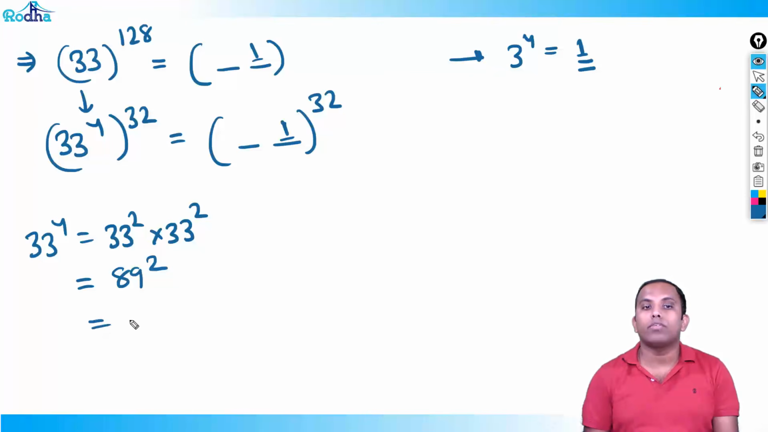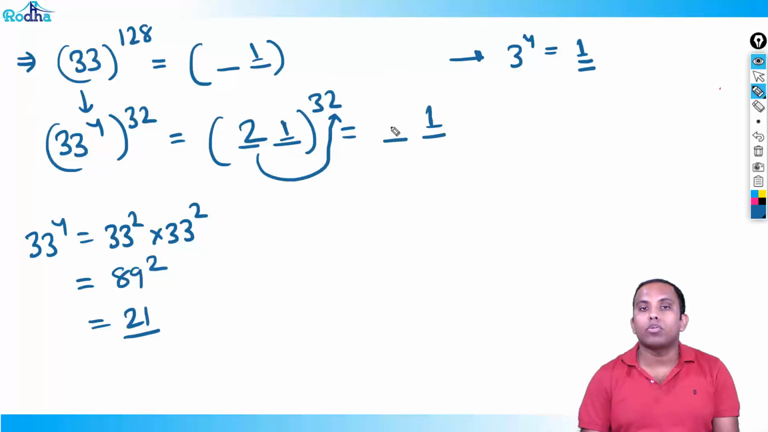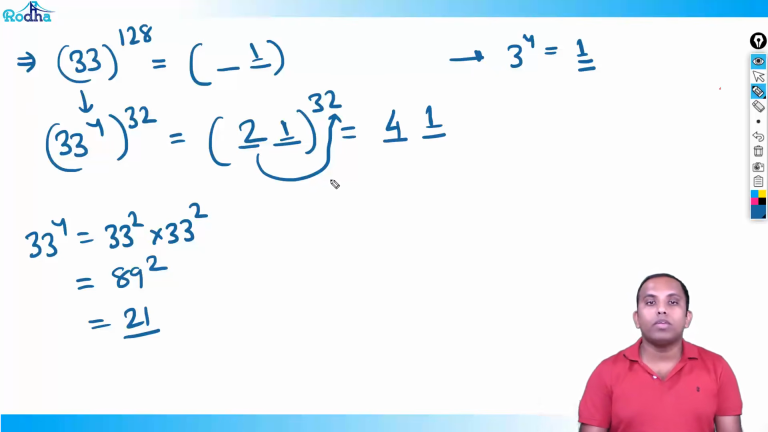What is 11 square? 121. Last two is 21 for 11 square, right? So 21 raised to 32. What is the answer? A number ending in 1 will always end in 1, and 2 into 2 will be 4. So 41 is the answer, right? So 33 raised to 128, what is the answer? 41. Correct? I hope you got it, right?